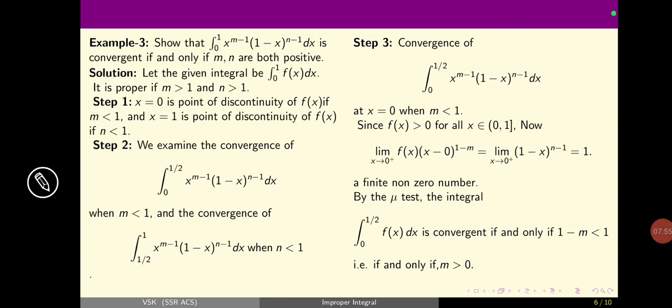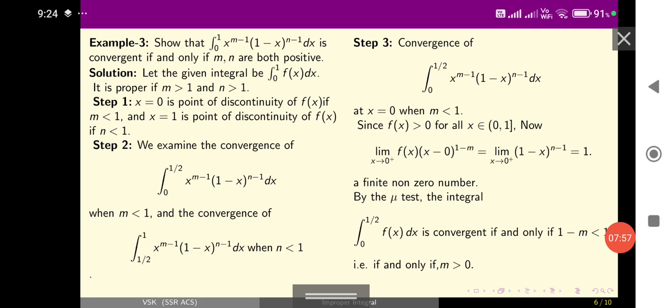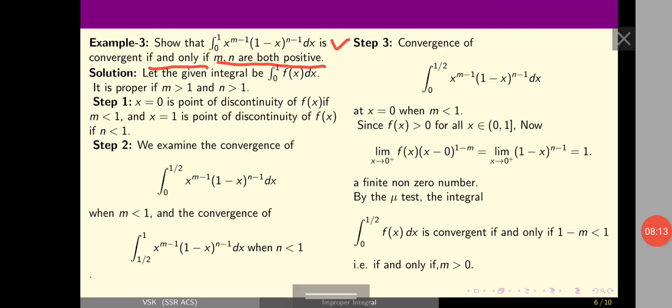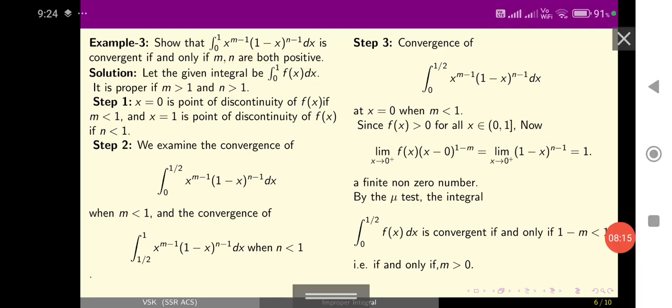Now let us see example number 3. Here we have to show that the integral from 0 to 1 of x to the power m minus 1 into 1 minus x to the power n minus 1 dx is convergent if and only if m and n are both positive. That we have to show. So let us see the solution.